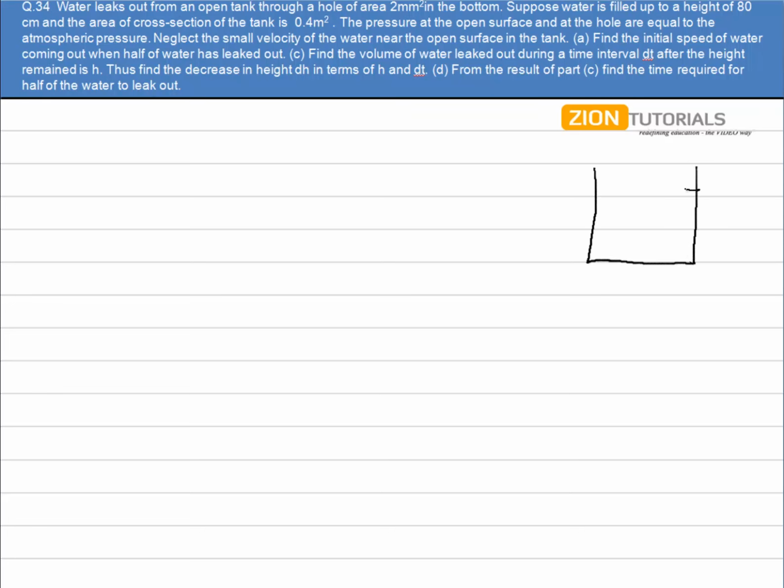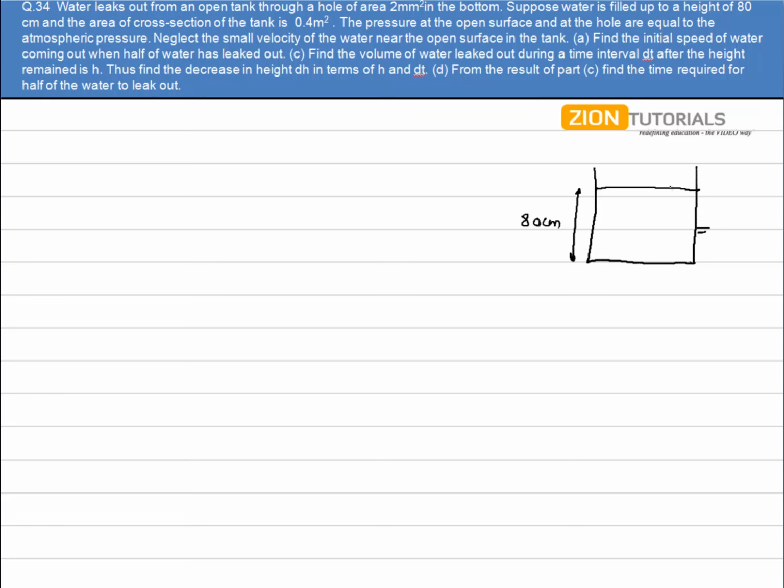The area of cross section of the tank is given as 0.4 m², and there is an orifice whose area is also given, 2 mm², and water is filled up to a height of 80 centimeter. Now the pressure at the open surface and at the hole are equal. Neglect the small velocity of the water near the open surface in the tank. Find the initial speed of the water coming out from the hole.